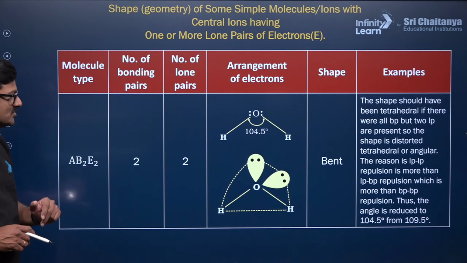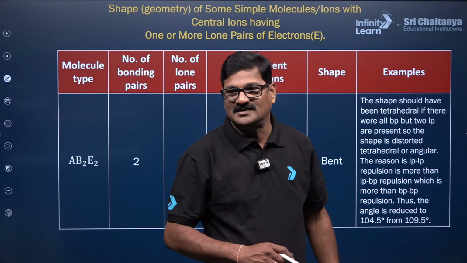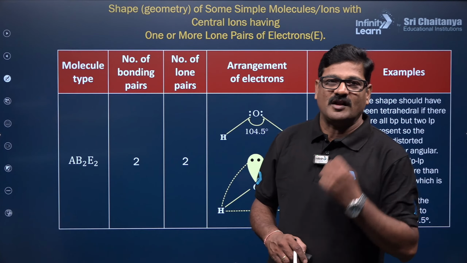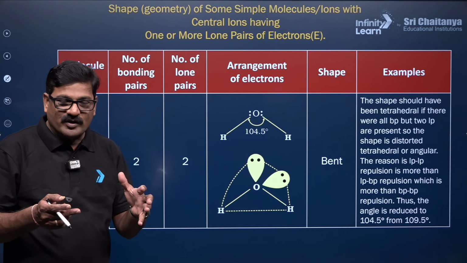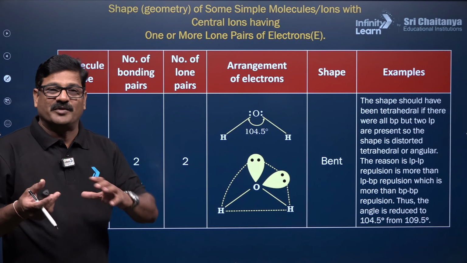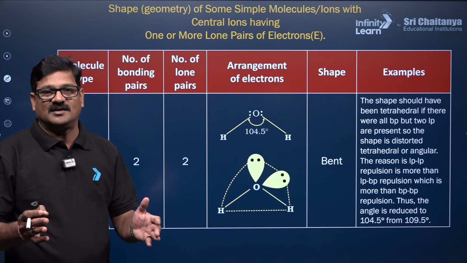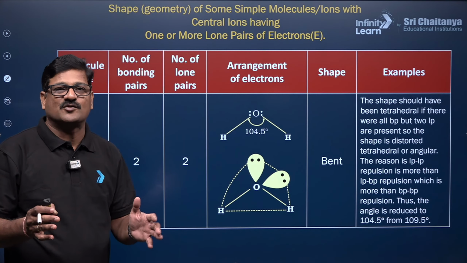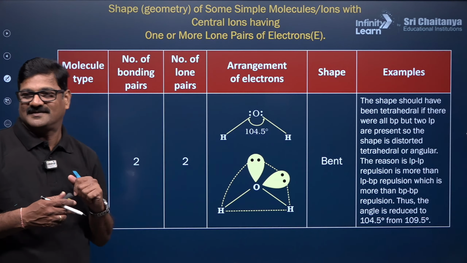So AB2E2, you are going to have the water molecule. The shape of the water molecule is bent. It has intermolecular hydrogen bonding, tetrahedrally arranged. That's the reason why it gives an open cage structure in the solid state. Because of this open cage structure, the density of ice is going to be less than water. That's the reason why ice floats on water.